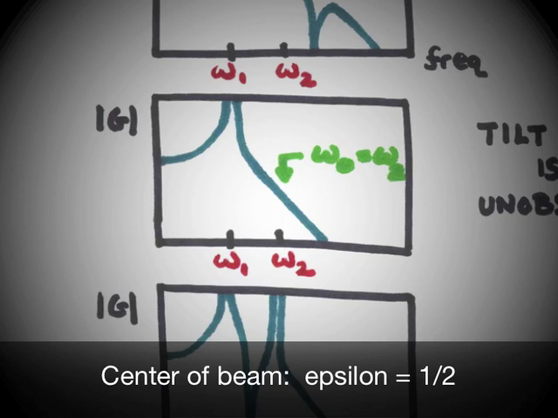The second case is when epsilon equals 1/2, and then the frequency of the zeros is the same as the frequency of the tilt mode poles, square root of 6k over m. In this case, you cannot see the resonance from the tilt mode poles in the frequency response plot, so the tilt mode is unobservable. The frequency response from the input F to the output at the center of the beam doesn't show the tilt mode at all.